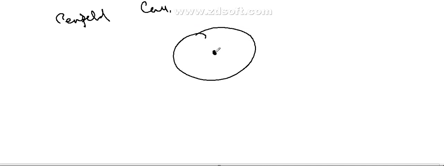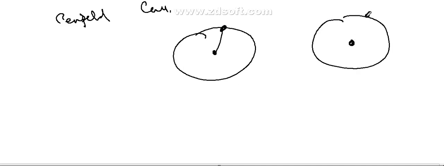Centripetal, centrifugal. A ball is there. Anything. You are rotating a ball, or planet Earth is rotating around the sun. Any force acting inwards is called centripetal force. Any force acting outwards is called centrifugal force.